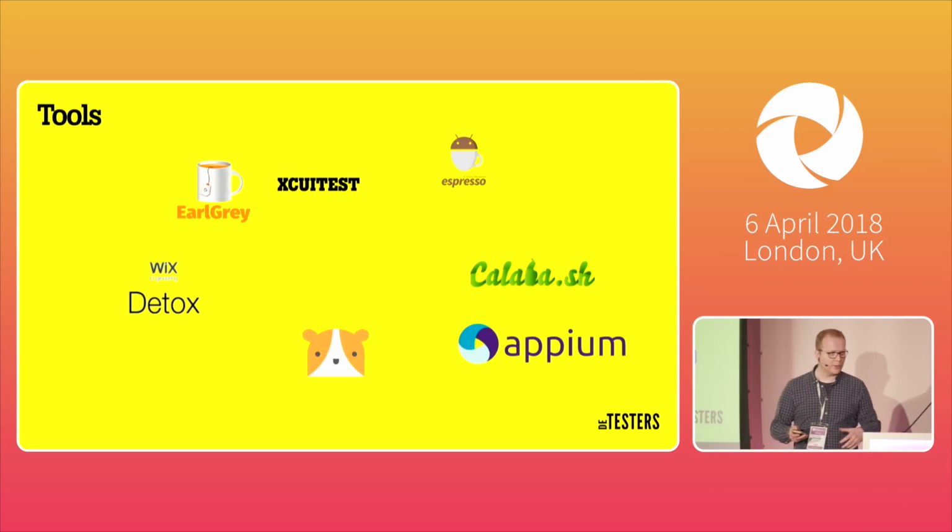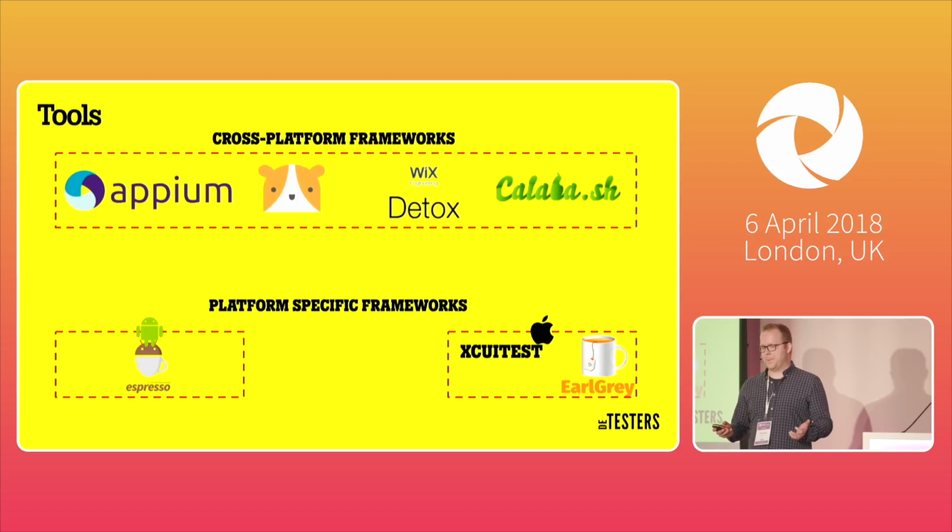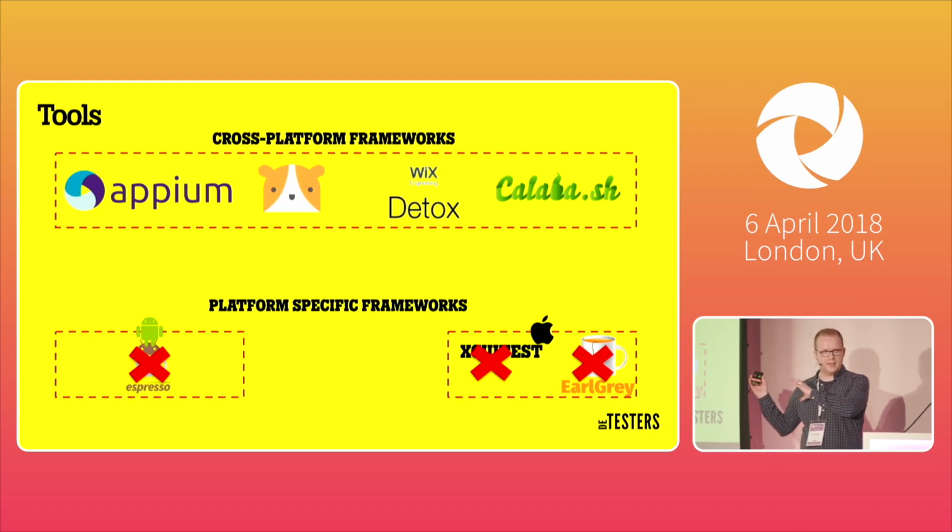The tools you're seeing here, and which we could pick, were Earl Grey, XCUITest, Espresso, Detox from Wix, also a nice tool to investigate, KV from Pixie Labs, specifically with Detox for automating React Native apps, Calabash and Appium. That was the status in November. If you look at these tools, you can group them. We've got Espresso, XCUITest, and Earl Grey, which are more platform specific, and then you've got the four here, which are cross-platform. Our first requirement said it needs to be cross-platform, so we're not going to investigate those tools.